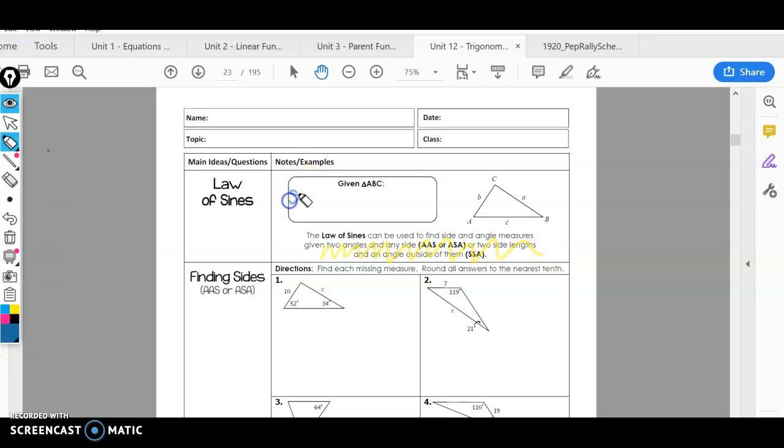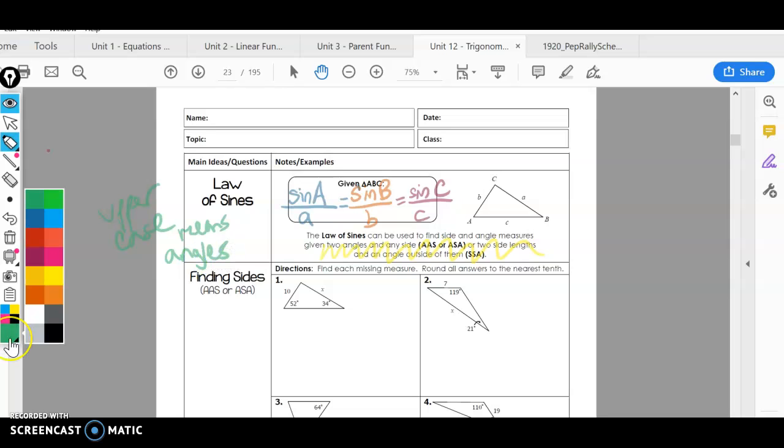The formula says sine of the angle A divided by side A equals sine of the angle B divided by side B, which also equals sine angle C divided by side C. I'm going to write over here that uppercase letters mean angles, whereas lowercase letters represent side lengths.